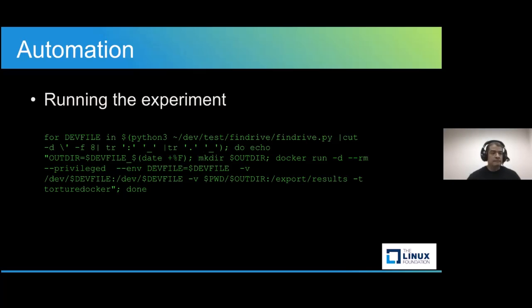Now, if you are going to run, for instance, a bunch of Docker containers, we can do that, as in this example, by listing all the NVMe hard drives that are found on this server using find drive, and then looping over them. And then we are going to create the directory on the fly. The directory is going to store the log files, and then we pass this directory to the Docker container, along with the name of the device, and let it do its thing.